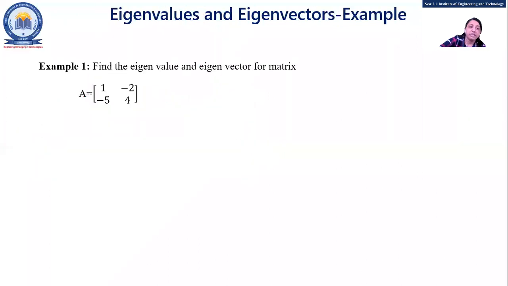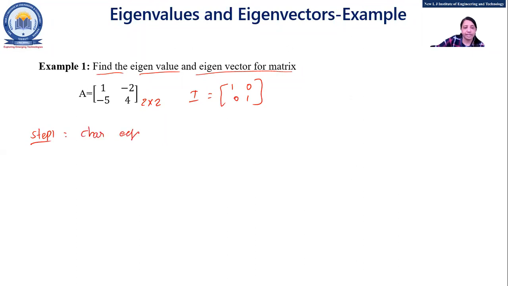We'll take one simple example of a 2 by 2 matrix. Find eigenvalue and eigenvector of the matrix. This is my A, a 2 cross 2 matrix. My I would be the identity matrix, that is this, 2 by 2 only. Now, step 1 is to find the eigenvalue. To find the eigenvalue, I need to follow the characteristic equation.